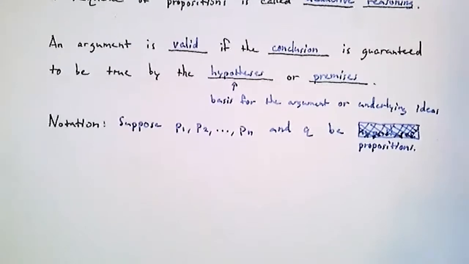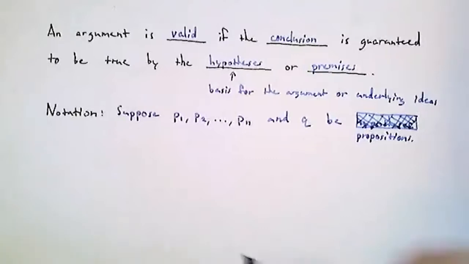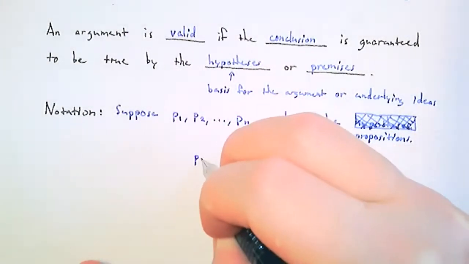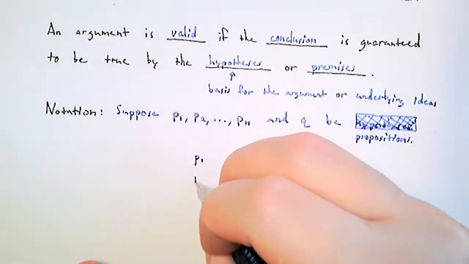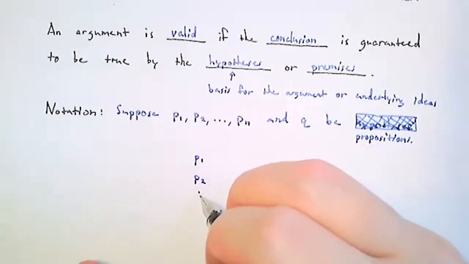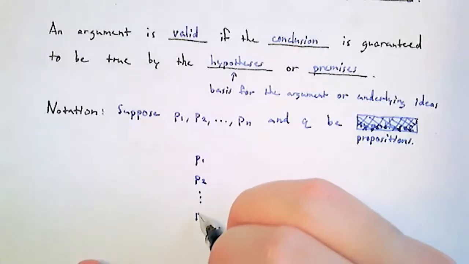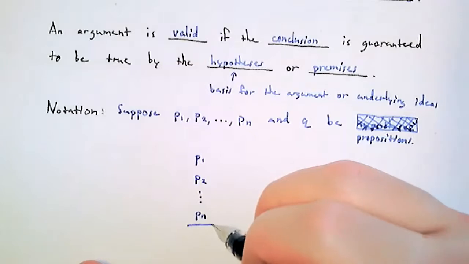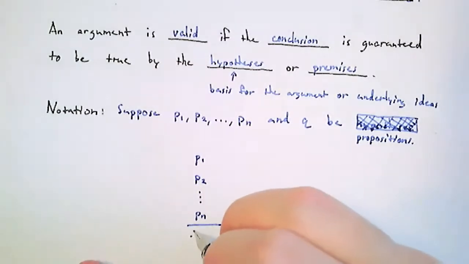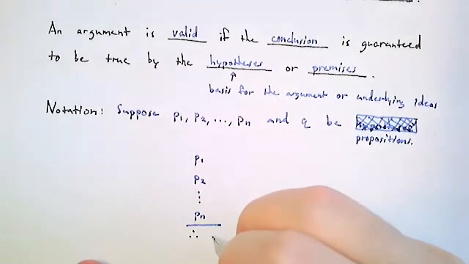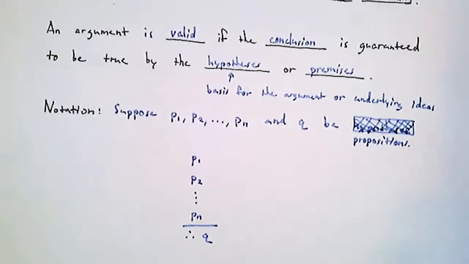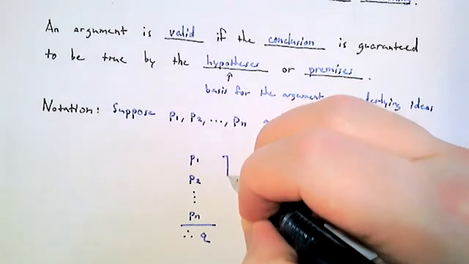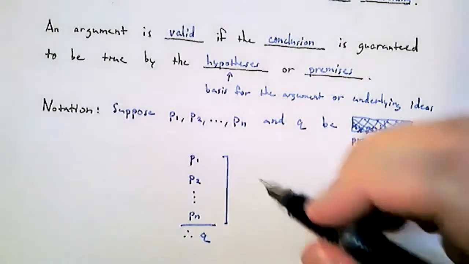Okay, so what am I going to do with all of these propositions? I'm going to structure them into an argument. The way that we like to do this in the more abstract logic setting is by stacking all of our hypotheses on top of each other, like this. Then we draw a horizontal line, put three little dots arranged in a triangle, and then the conclusion. Let me just label that. So these are your hypotheses.